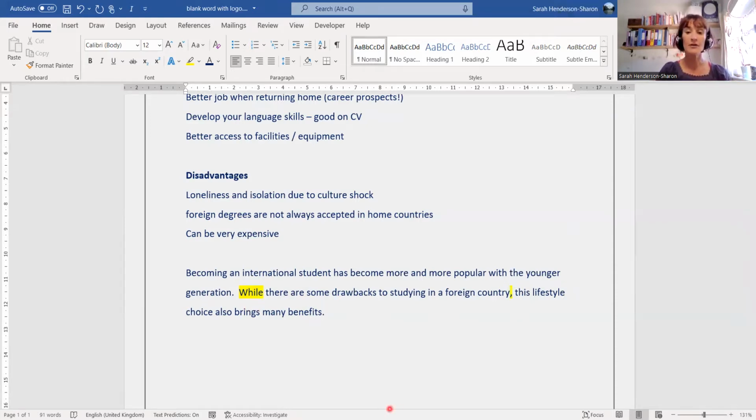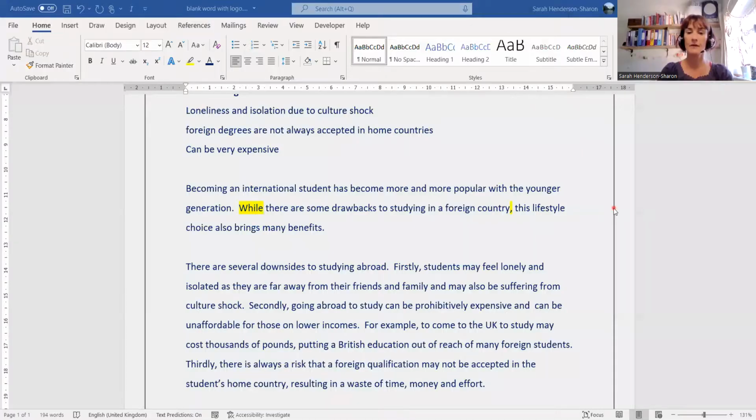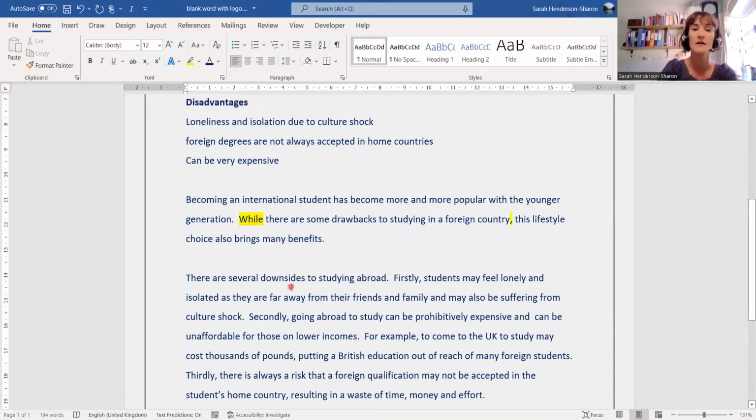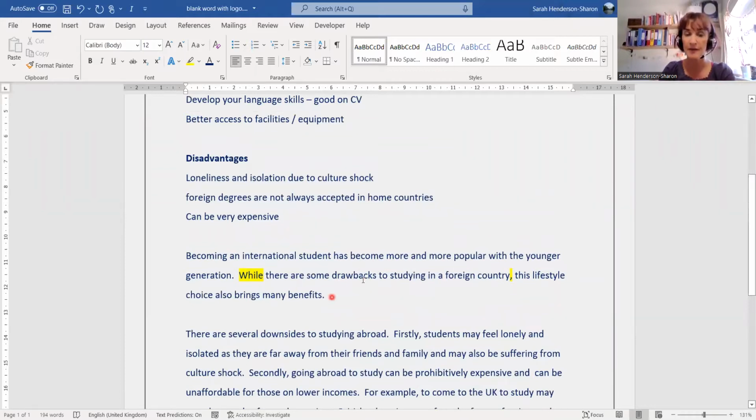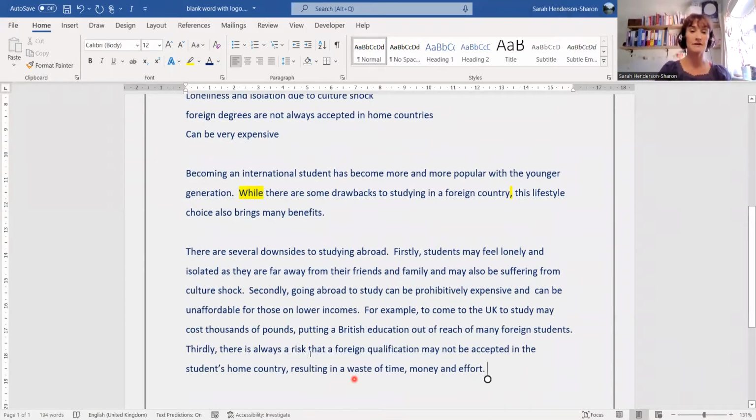So now that I've got this, I'm going to start writing my main body paragraphs. Okay, so here is my first main body paragraph, and I've chosen to write about the downsides first because in my introduction, I talked about the downsides first. So again, these are not complicated words, but we've got some synonyms going on here. And that's really important that you've got that range of vocabulary to talk about things in different ways. All right, so here is my first paragraph.